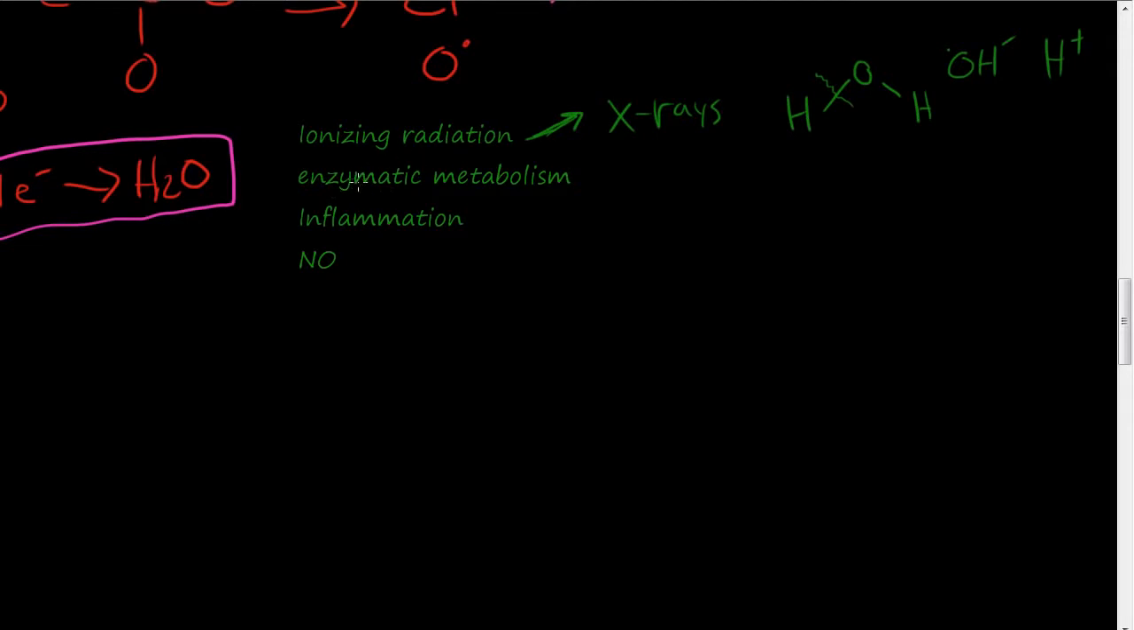You can also get free radicals by enzymatic metabolism. So when enzymes are doing their work, they can create free radicals. You can get it through inflammation. You have leukocytes. Leukocytes are white blood cells that come in and they start taking care of the problem that's causing the inflammation. They produce free radicals during this process.